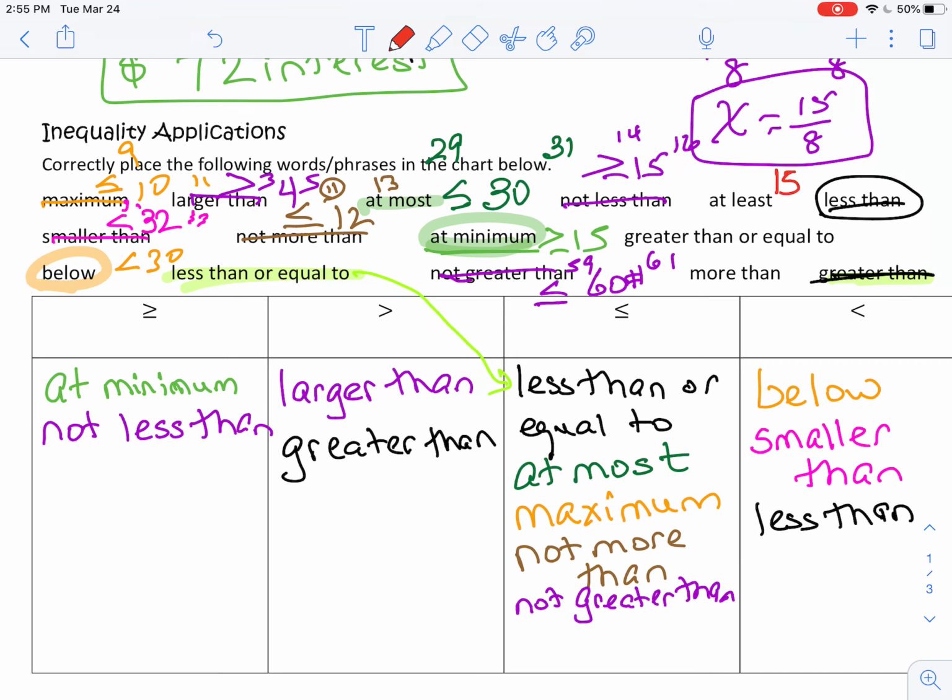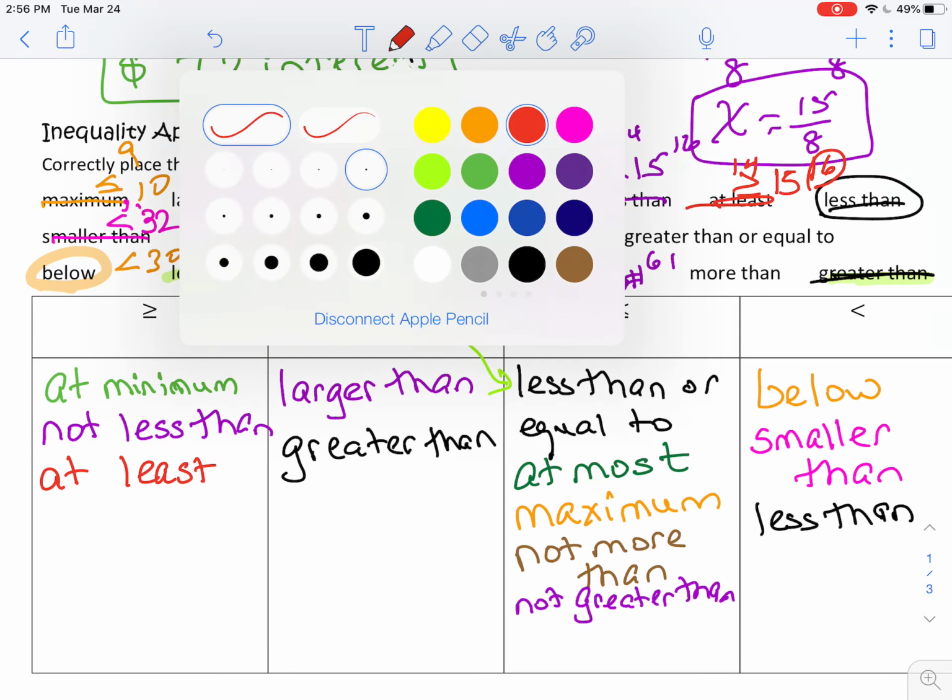At least. If you have to be in isolation for at least 15 days, does that mean you can be in isolation for 15 days? At least 15 days. Yep. And then, is it greater or less than? If at least 15 days, that means 16 days, 17 days, so it's greater than or equal to 15. So this right here is at least. It's not that easy, you guys.